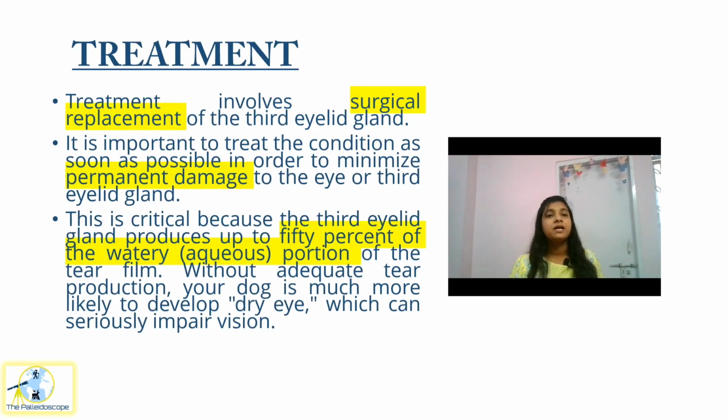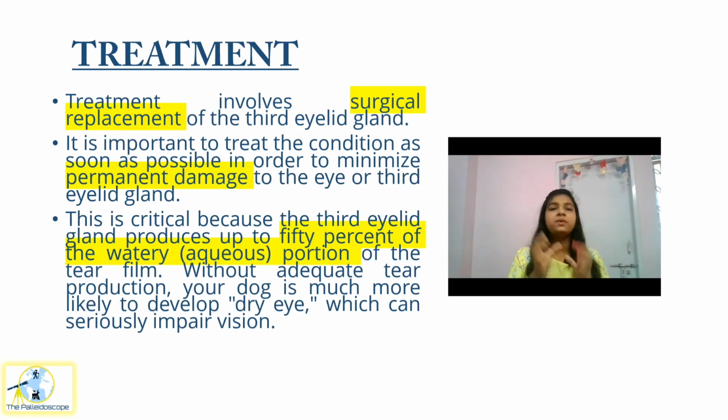So next, treatment. Treatment involves surgical replacement of the third eyelid gland. Okay. It is important to treat the condition as soon as possible. Why it is important? As I already told, it may cause permanent damage to the eye or third eyelid gland. How? Because it is critical and produces up to 50% of the watery portion of the tear film. And if it is not producing, what will happen? Dry eye will be happening. So this is very important for the normal eye and normal functioning of the eye. Hopefully this is clear to all of you.